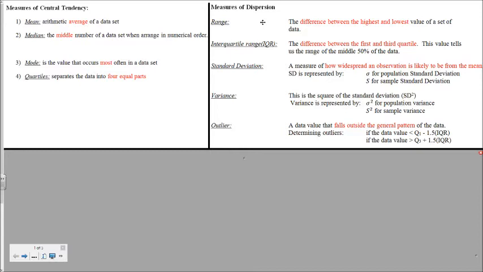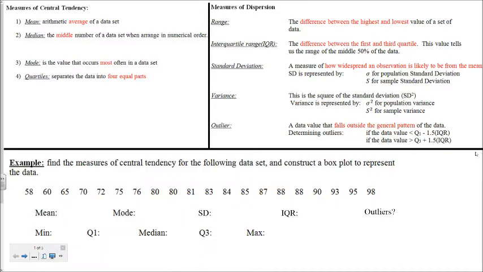The standard deviation is a measure of how far an observation is likely to be from the mean, or it's basically the distance a given observation falls from the mean. The variance is the square of the standard deviation. And an outlier is a data value which falls outside the general pattern of the data, and we have a mathematical process for determining if a given value is an outlier. So let's put some of this into practice in the context of an example.